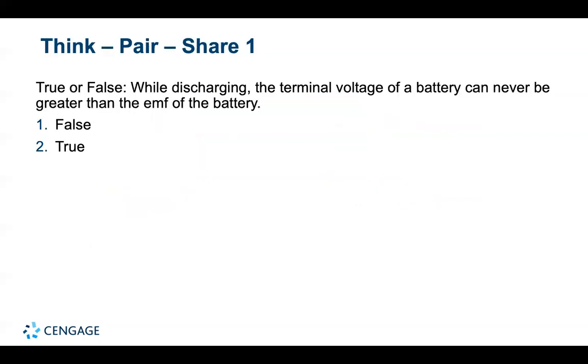So let's think of this question, true or false. While discharging, the terminal voltage of a battery can never be greater than the EMF of the battery. And the answer is true. When a battery is delivering a current, there is a voltage drop within the battery due to the internal resistance, making the terminal voltage less than the EMF.